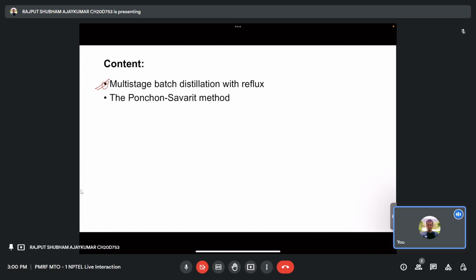So this week 11 is instead of batch distillation, much more focused on multi-stage batch distillation with reflux. And the second point is the Ponchon-Savarit method. So this is another method to identify the number of theoretical stages in the distillation column.